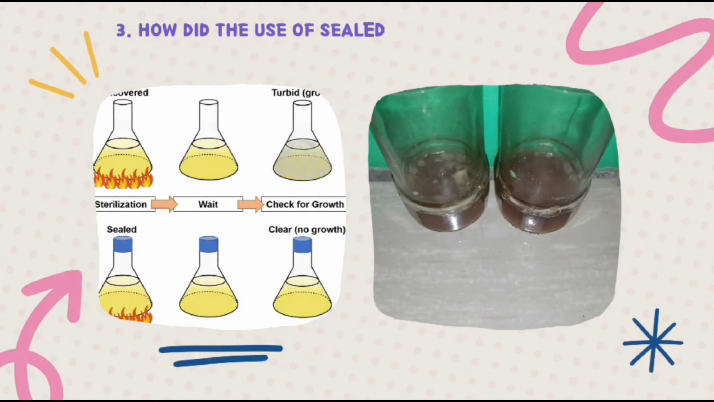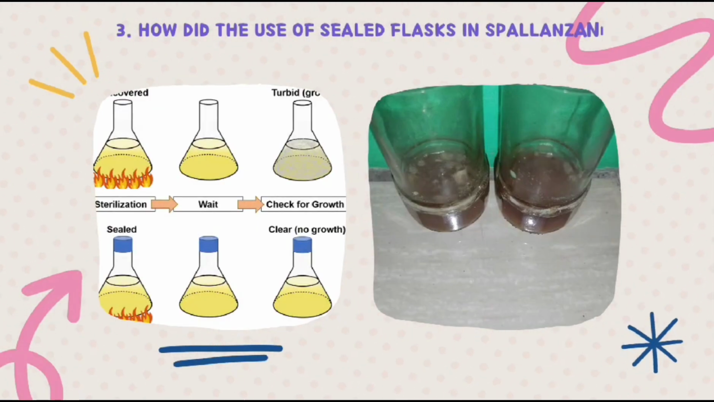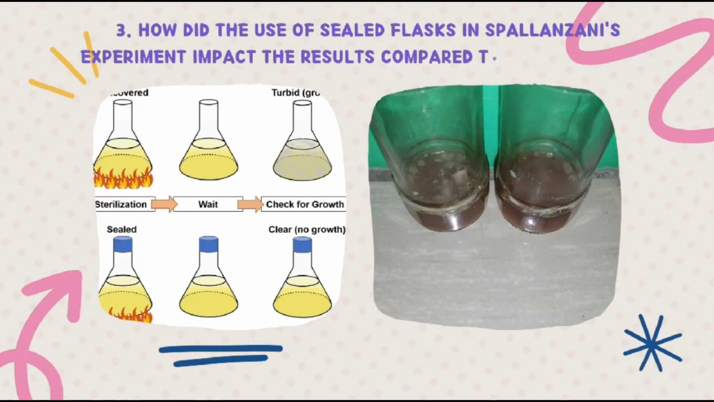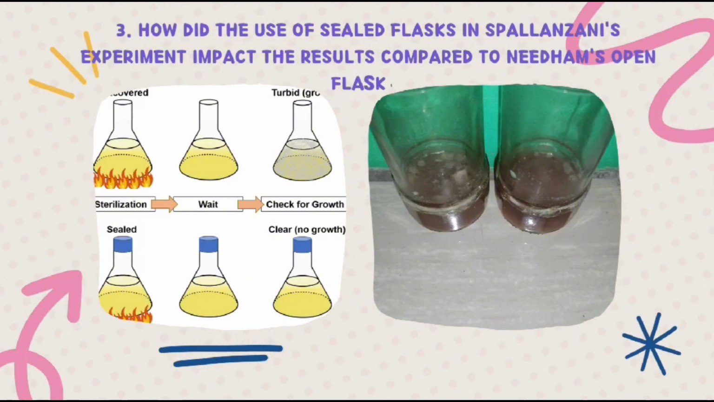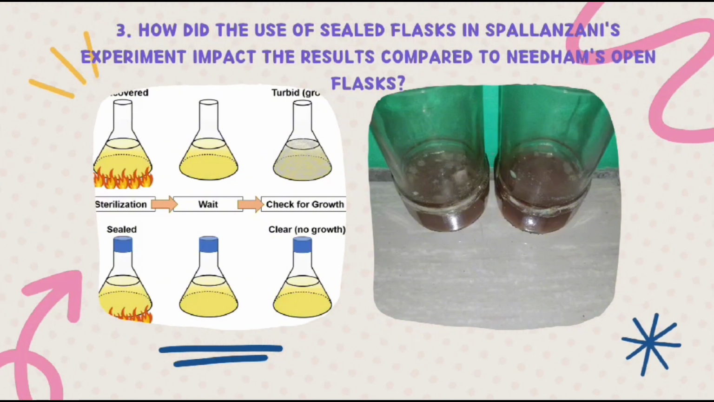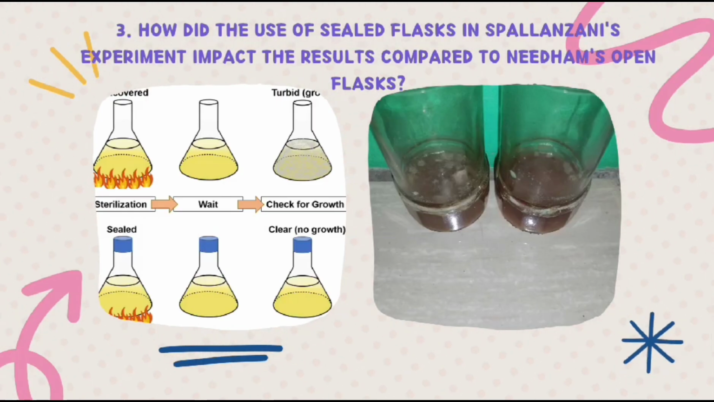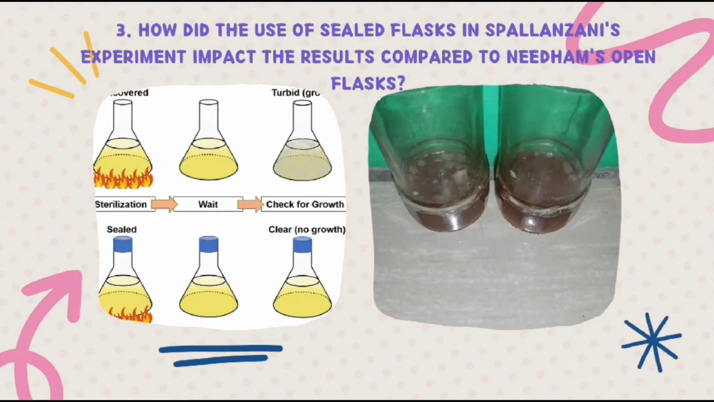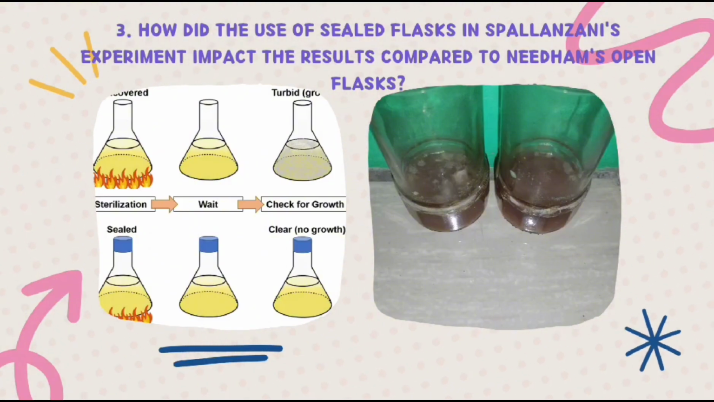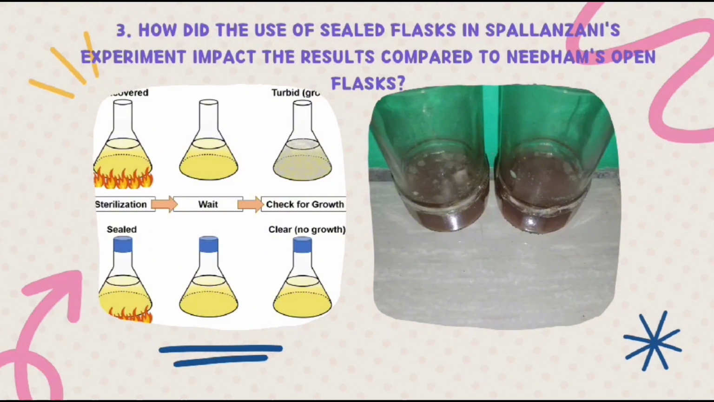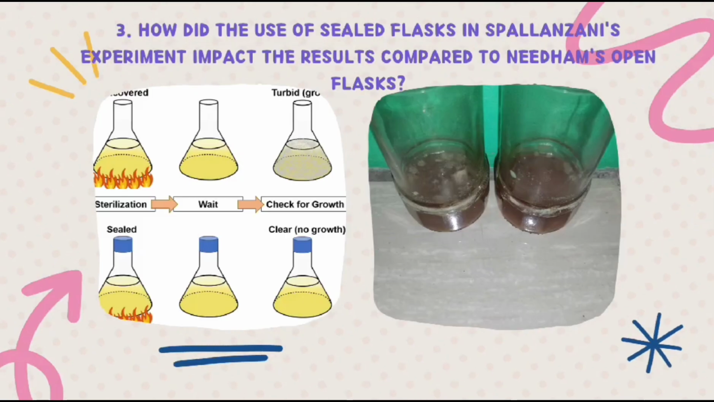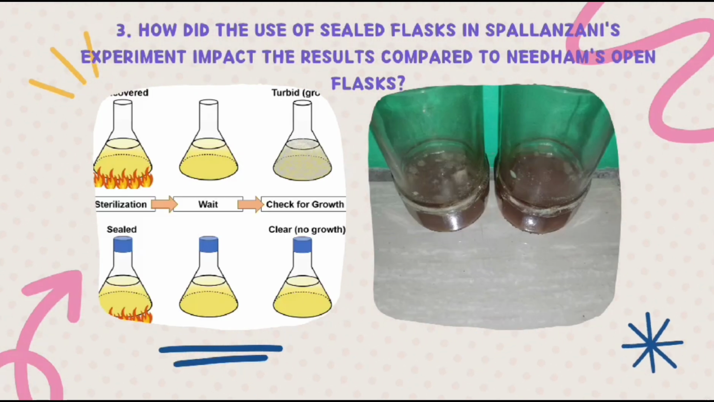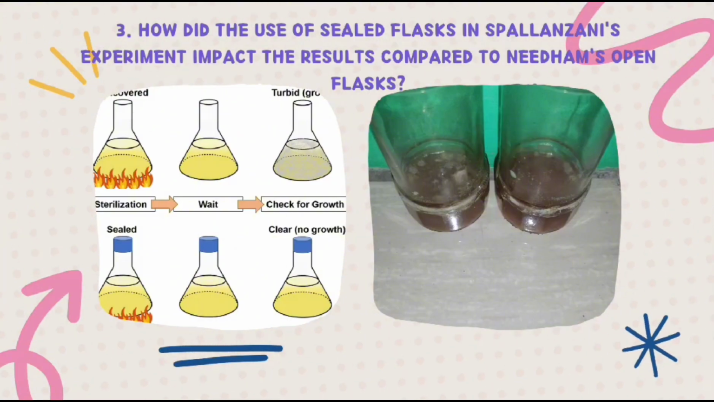Number 3. How did the use of sealed flasks in Spallanzani's experiment impact the results compared to Needham's open flasks? The sealed flask in Spallanzani's experiment prevented microorganisms from entering the broth, resulting in no microbial growth. This contrasted with Needham's open flasks, which allowed microorganisms to enter and multiply, leading to microbial growth.